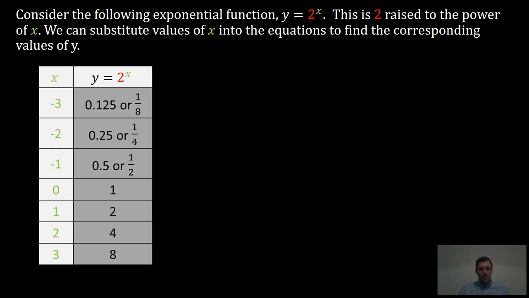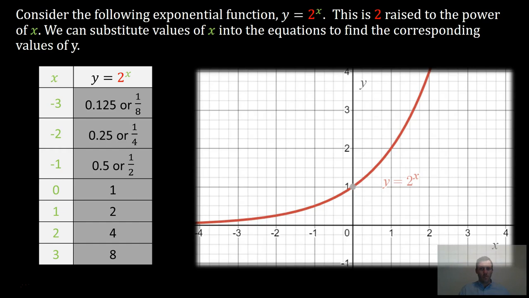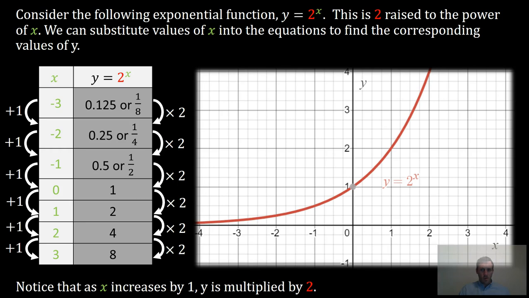Once we've constructed the table of values, we can use it to draw the graph of the function by plotting the corresponding x and y coordinates and joining the dots. This is all we'll use at this stage. In my graphing exponential functions videos, I'll show you additional techniques for graphing them. Notice that as x in green increases by 1, y is multiplied by 2 from top to bottom in the table.